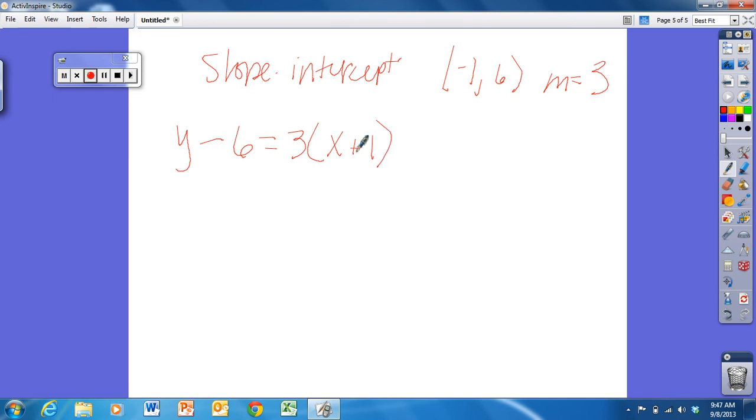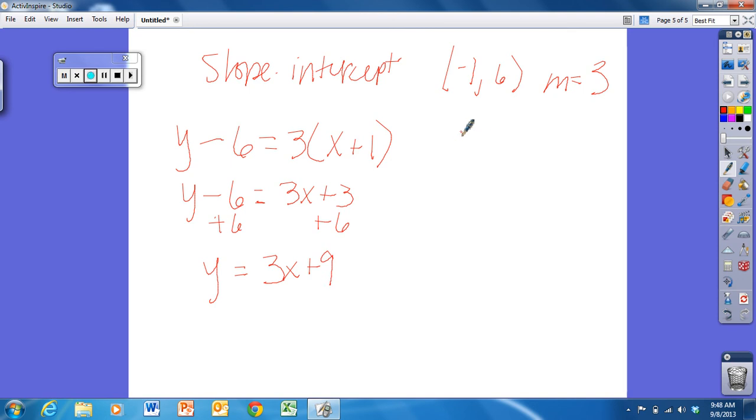Notice I put plus 1 because it's minus -1. And solve for y. This is an equals. So the slope-intercept form for this line would be y equals 3x plus 9.